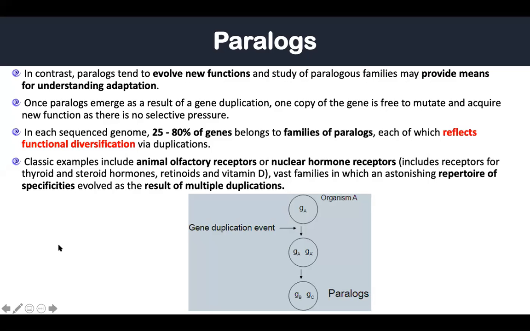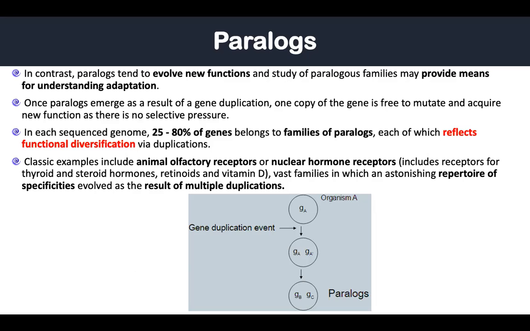Classic examples include animal olfactory receptors or nuclear hormone receptors. This includes receptors for thyroid and steroid hormones, retinoids, and vitamin D, and vast families in which an astonishing repertoire of specificities evolved as a result of multiple duplication events. So the duplication event is not necessarily just once. It could happen over generations, multiple times, and you finally get many copies of the same gene.